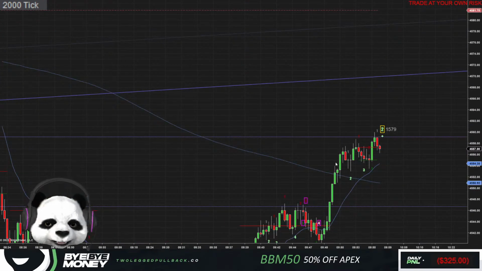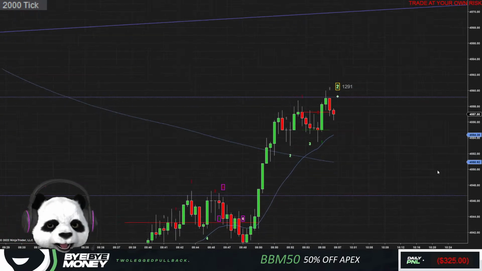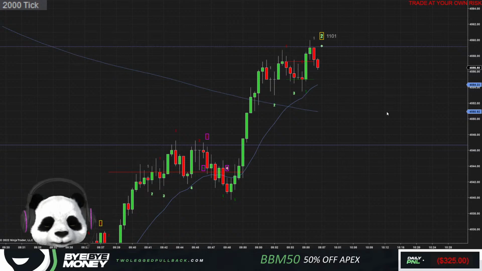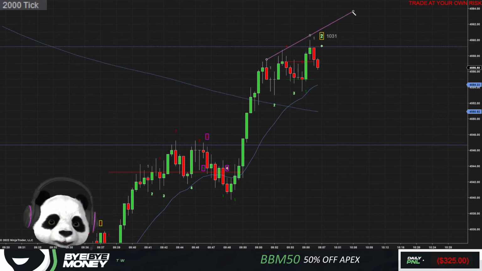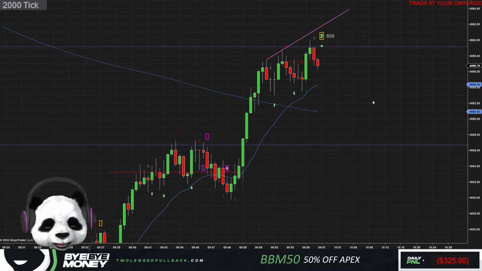We may try to fill some gap here, I'm not sure, but this is wild. Strong push up. Do have a wedge here, type of wedge, and it's still clearly above the 20 MA. So I'm sitting on my hands.